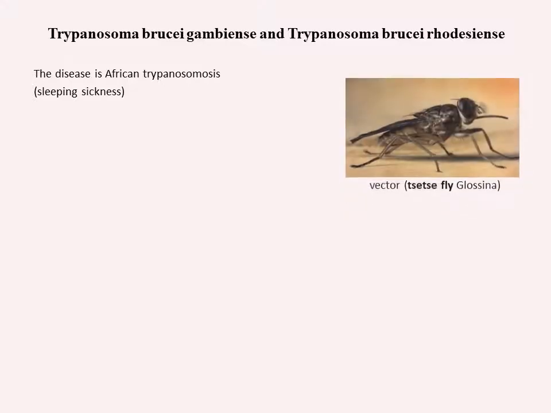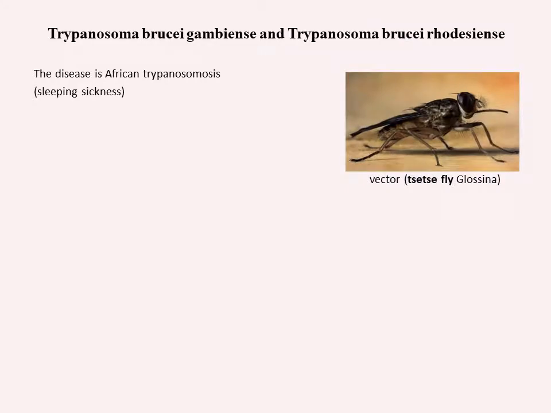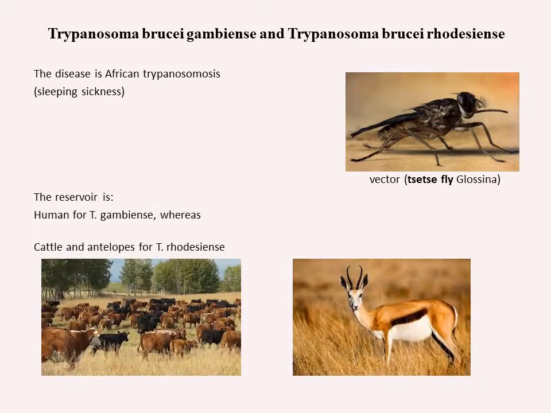The vector is the tsetse fly, Glossina, but different species of fly are involved for each. Humans are the reservoir for Trypanosoma gambiense, whereas Trypanosoma rhodesiense has reservoirs in both domestic animals, especially cattle, and wild animals, for example antelopes.